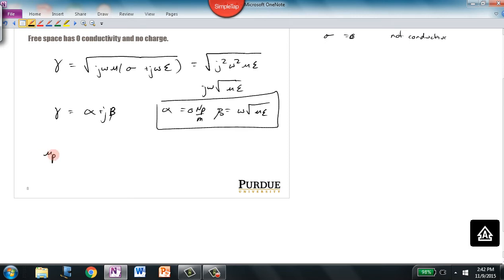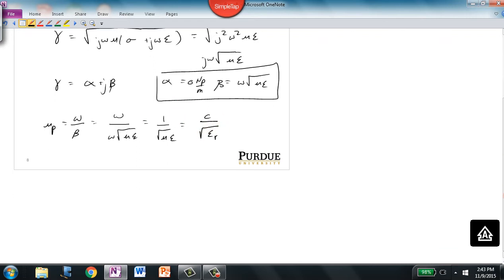We know from our discussion of wave propagation that the propagation velocity of a wave is equal to angular frequency divided by wave number, and so here I've got omega divided by omega square root of mu epsilon, which is equal to 1 over the square root of mu times epsilon. So this is equal to the speed of light divided by the square root of the relative electric permittivity for lossless media. That's the propagation velocity in meters per second.